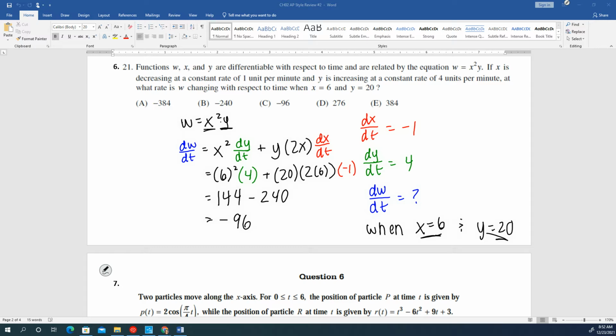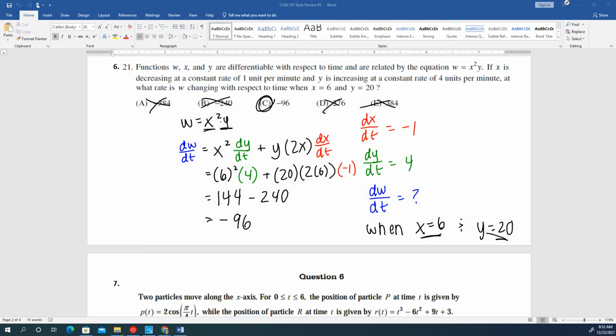-96. And honestly, if you couldn't do that math super quickly, look at your options. It's obviously not -240 or -384. And we know it's 144 minus 240, so it can't be positive. So even if you're like, oh my gosh, is that -94? Just use process of elimination too.